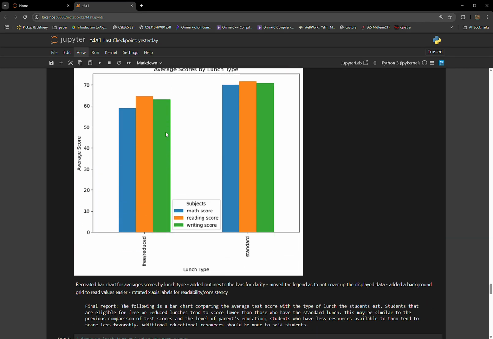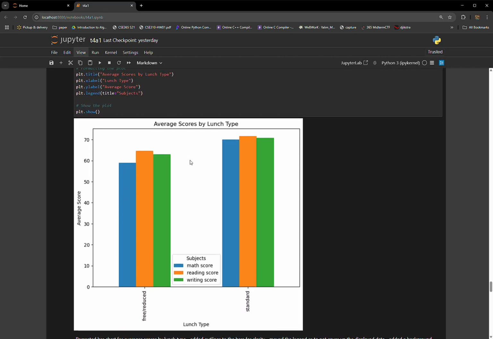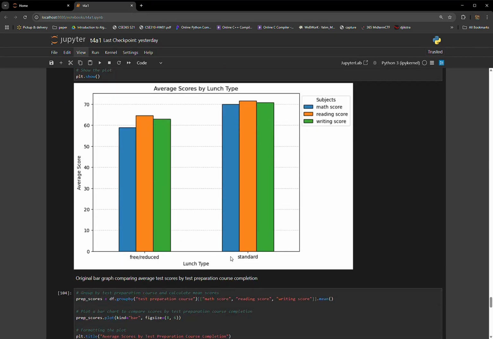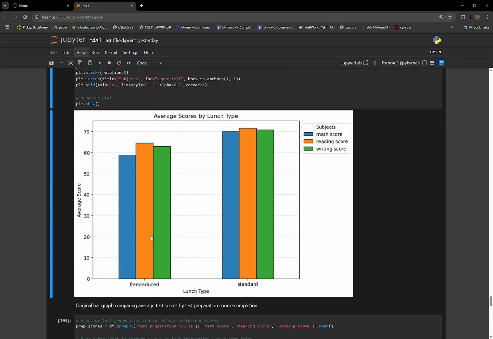And then I did a bar chart for the average test scores by lunch type. Again, I had to rotate these over when I remade it, and then added outlines, added the grid, moved the legend. What I drew attention to for the audience was the fact that free or reduced lunch students tend to score lower than the standard, and that's a similar case to the parents' educational level. Students on free or reduced lunches may have less access to tools at home or resources to further their education.